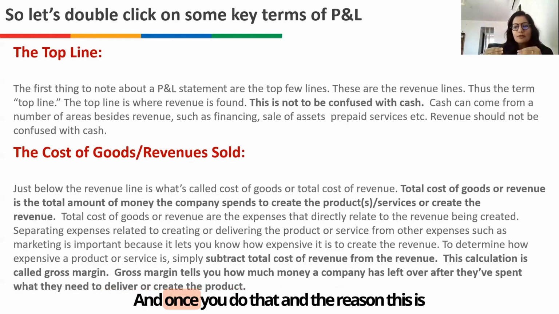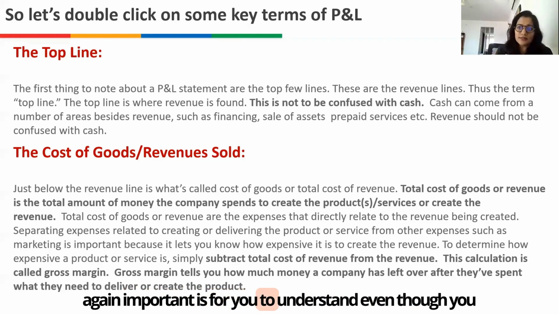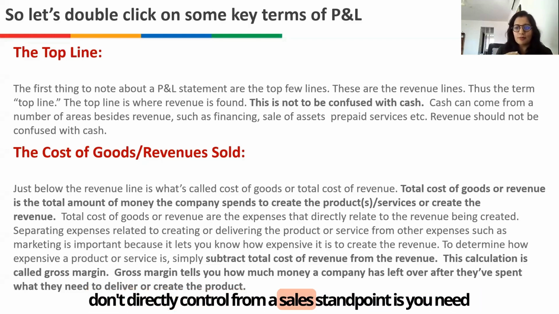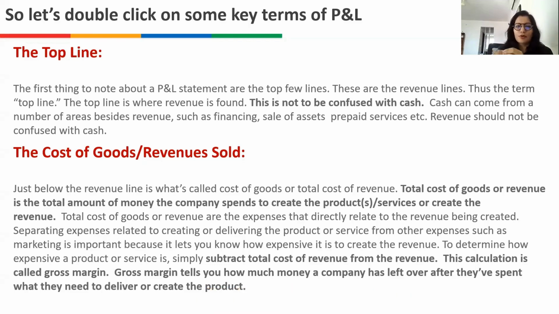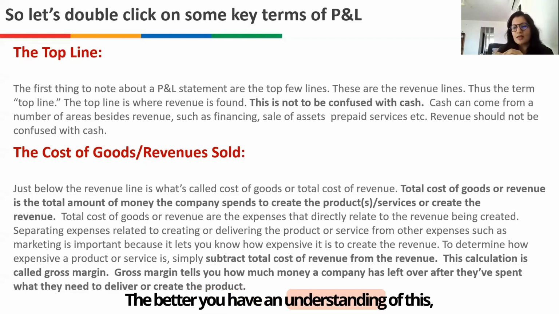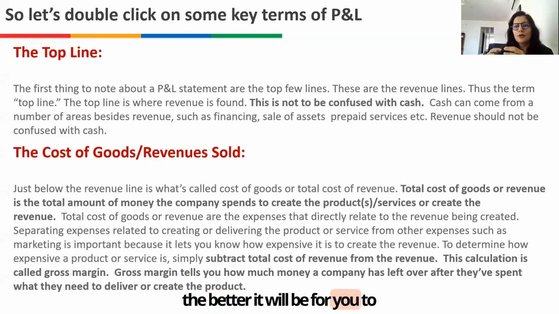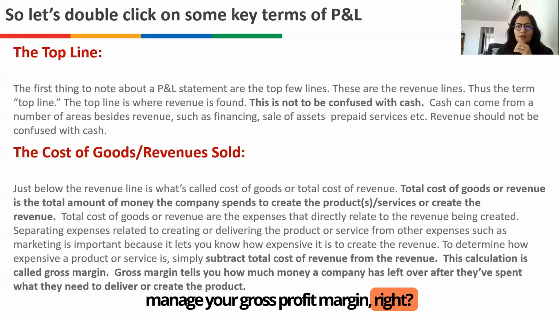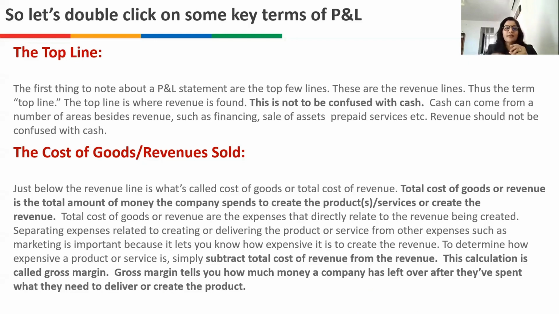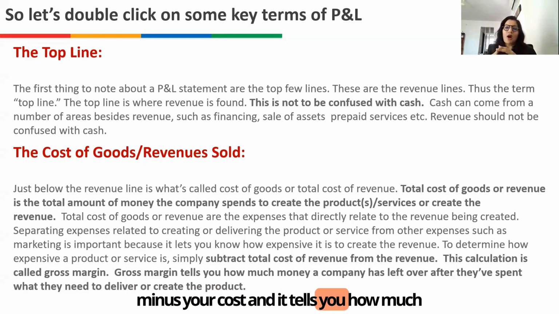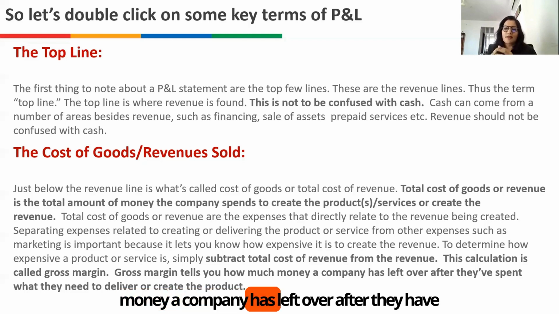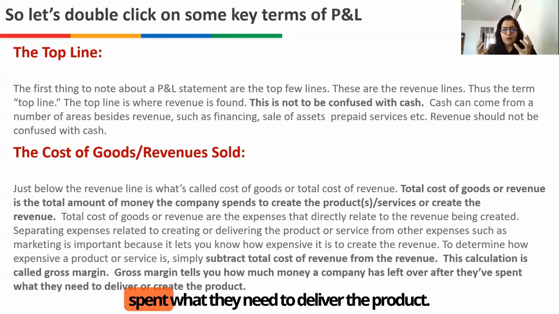And the reason this is again important is, even though you don't directly control it from a sales standpoint, you need to know how expensive a product or a service is. So the better you understand this, the better you can manage your gross profit margin, right? Basically, the gross profit margin is net revenue minus your cost, and it tells you how much money a company has left over after they have spent what they need to deliver the product.